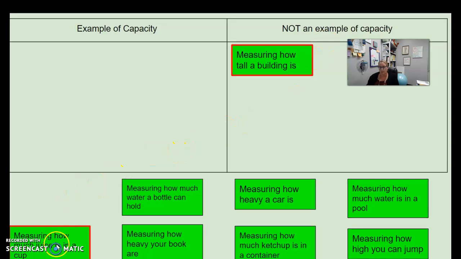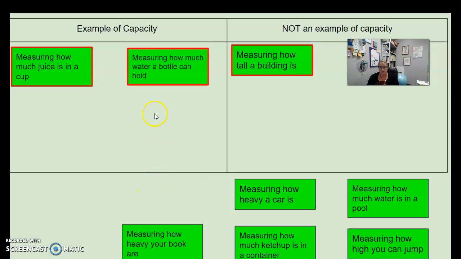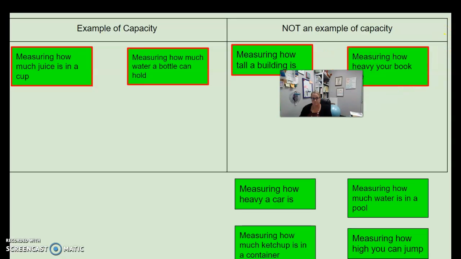So measuring how much juice is in a cup, is that a capacity or not capacity? That's right, it's capacity because we're seeing how much juice can be inside of that cup. Okay, what about how much water a bottle can hold? That's right, it's an example of capacity because we're seeing how much liquid can go inside of that bottle. What if we want to measure how heavy a book is? If we want to know how heavy a book is, is that an example of capacity or not capacity? That's right, it's not capacity. That's actually weight, and that's from yesterday.